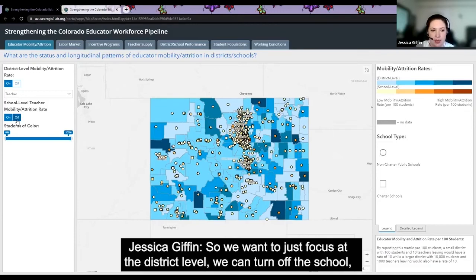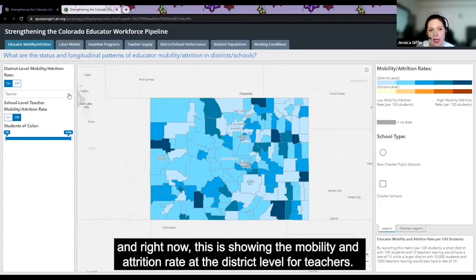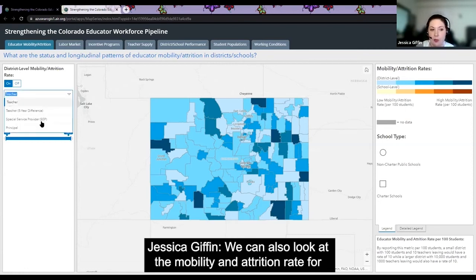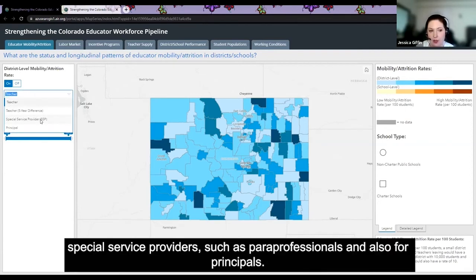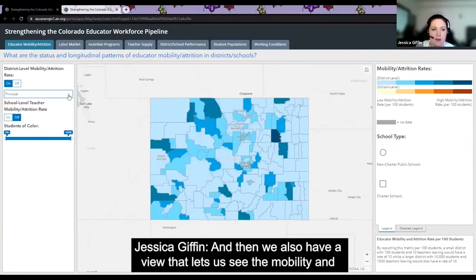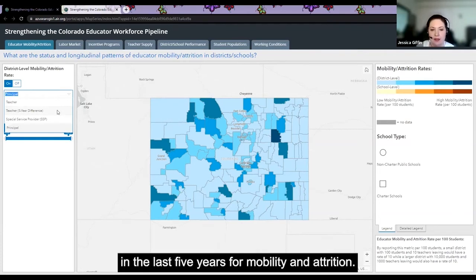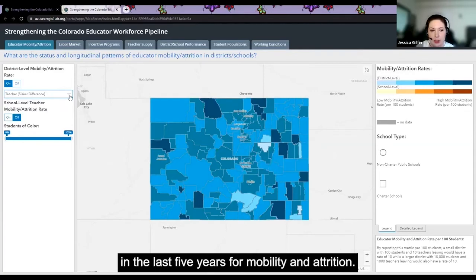So if we want to just focus at the district level, we can turn off the school layer. And right now, this is showing the mobility and attrition rate at the district level for teachers. We can also look at the mobility and attrition rate for special service providers, such as paraprofessionals, and also for principals. And then we also have a view that lets us see the mobility and attrition rate over 5 years. So really seeing the difference or trend in the last 5 years for mobility and attrition.